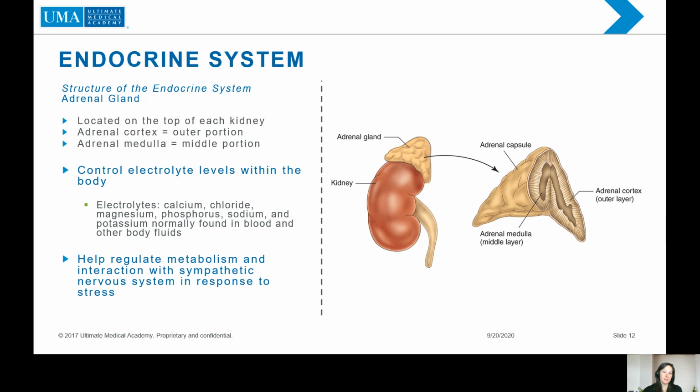Because when you're stressed, let's say you need to go somewhere quickly, or maybe somebody's chasing you and you're trying to get away, your sympathetic nervous system is going to kick in because you're stressed out. But your adrenal gland is also helping controlling those electrolyte levels and regulating your metabolism that you need to get out of that situation.